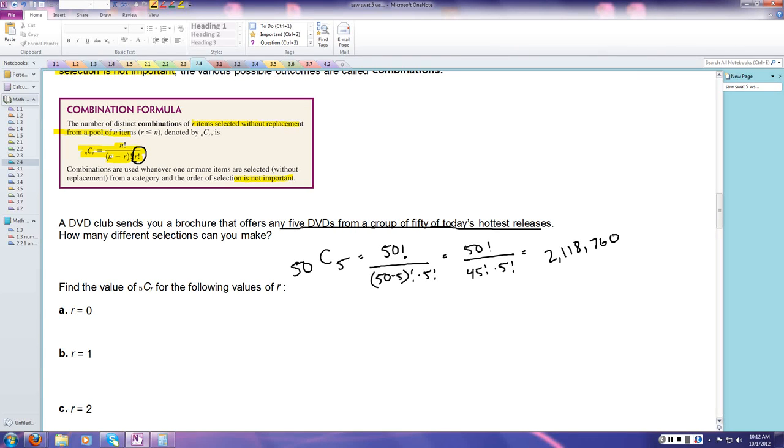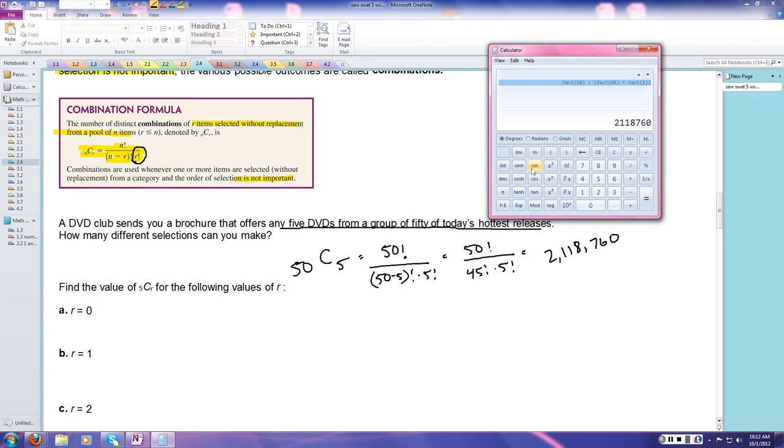2,118,760. And you can check yourself with your calculator, and this is also on your PowerPoint, so you can go to your PowerPoint. It's in your book as well, so you can follow along with your book.